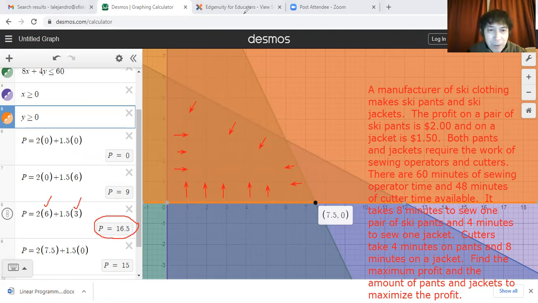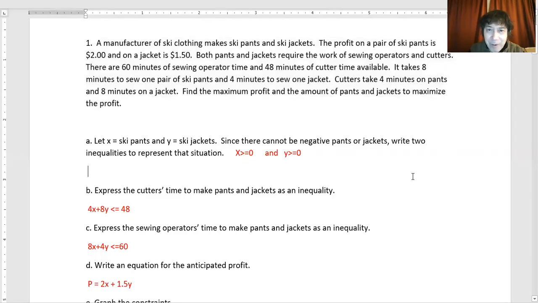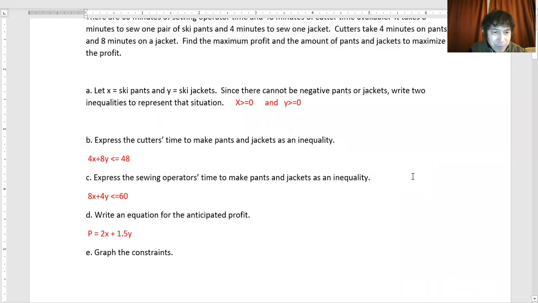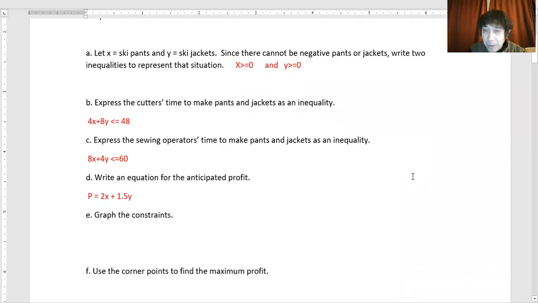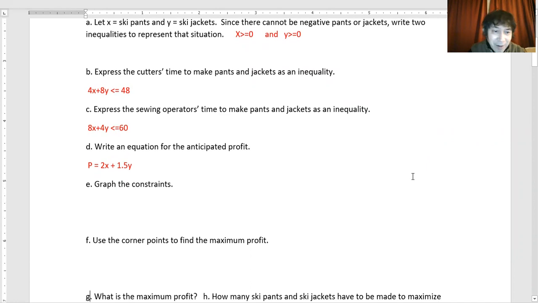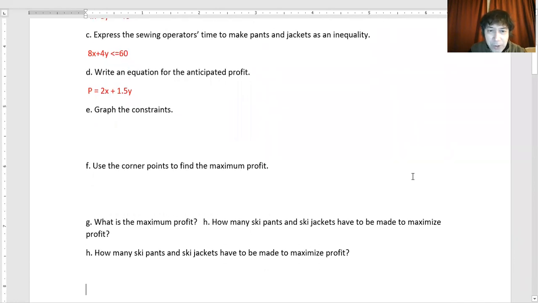Here's our previous screen, and we just finished letter E, graph the constraints. Now we have chosen the corner points. Use the corner points to find the maximum profit, that will be for F. We just finished getting all those corner points, and if we're going to enumerate those points, then we shall type it over here.